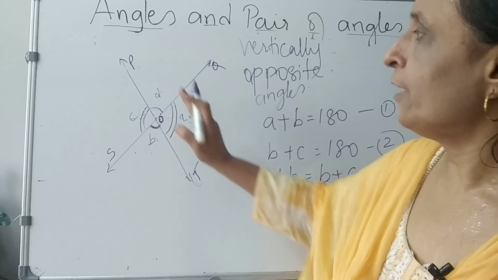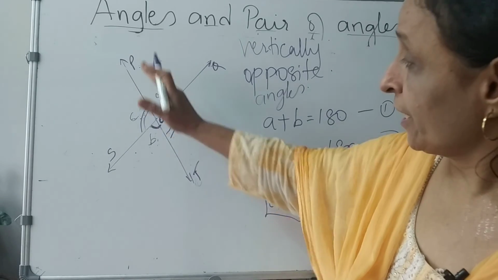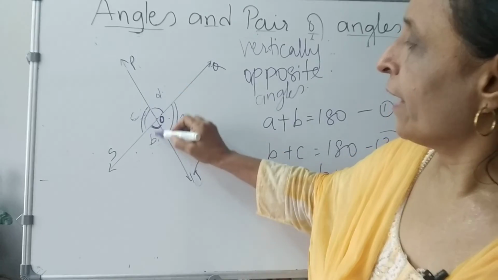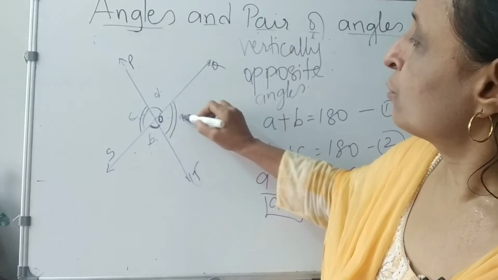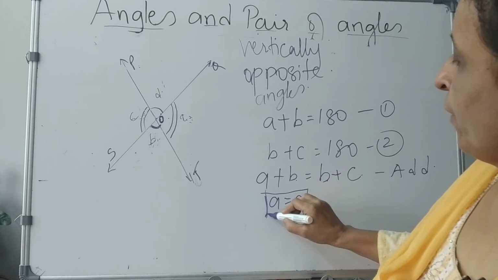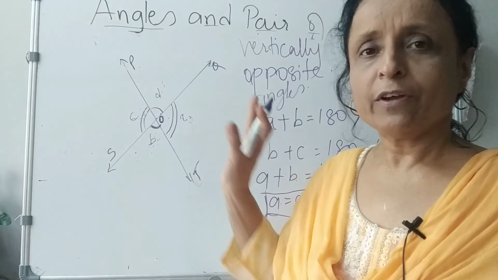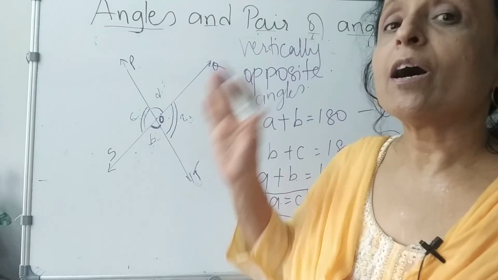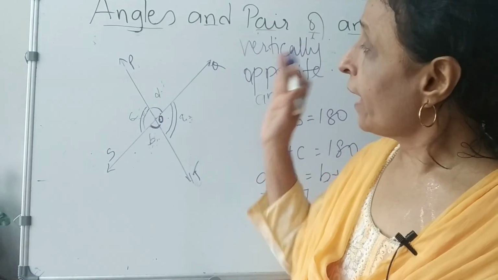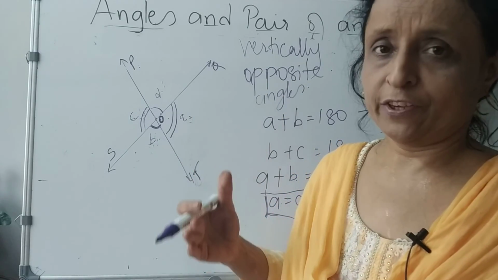And what are vertically opposite angles? They are formed by two lines intersecting with each other. So vertically opposite angles are formed. These two are opposite, these two are opposite. And you have a proof which says that A is equal to C. I hope you have understood this concept. They are very, very basic. If you don't understand any one of these concepts, further understanding becomes difficult.